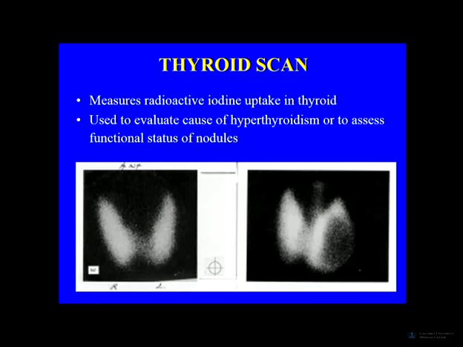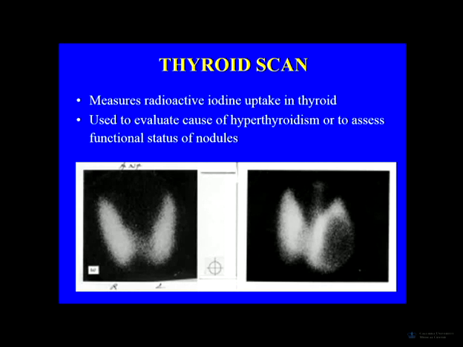Okay, the second most important form of imaging to assess an enlarged thyroid is a thyroid scan. What this does is measure radioactive iodine uptake in the thyroid. As we know, iodine is the major substrate for thyroid hormone synthesis, so the thyroid needs to take up iodine. We take advantage of that by giving patients radioactive iodine pills. They swallow the pill, and then the next day they come back and have pictures taken of their thyroid gland.